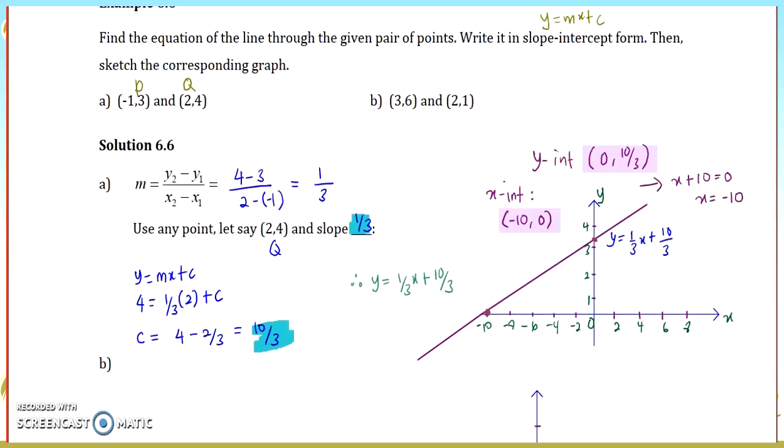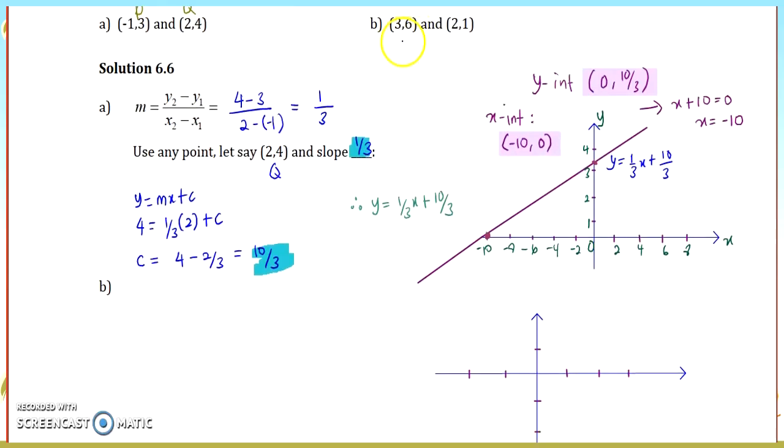Okay, now let's move to the next example. Find the equation of the straight line that passes through points (3, 6) and (2, 1). Let's label these as point A and point B. Okay, let's find the slope of the line. We need to find m of line AB, which is equal to (1 minus 6) over (2 minus 3). We get negative 5 divided by negative 1, which is 5.